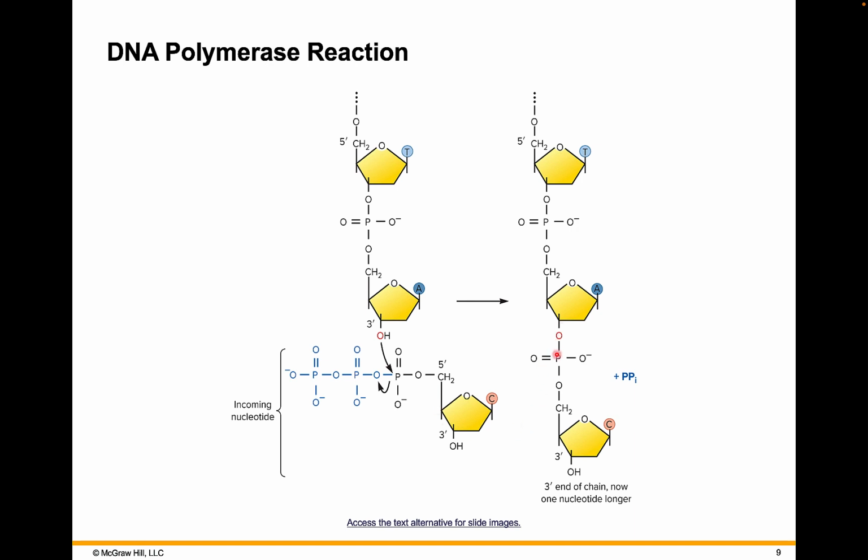So this will be the next bonding, the phosphodiester bonding with A and the C, and the PPi, which is the pyrophosphate. These two are released. Now this one has a 3' end of the chain and is one nucleotide longer, but this hydroxyl is open. So any base right here, which could be A, T, C, or G, any one of them can come over here and be joined together. So this is what you are seeing.